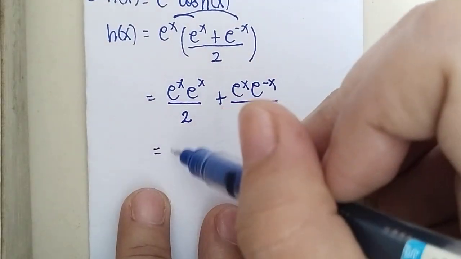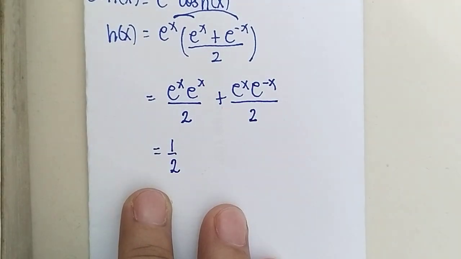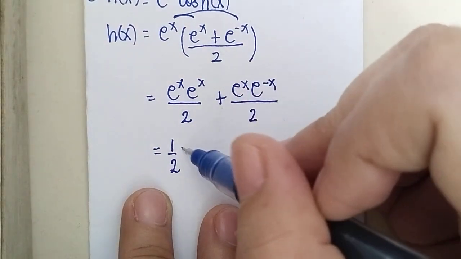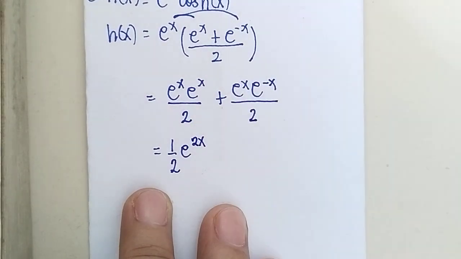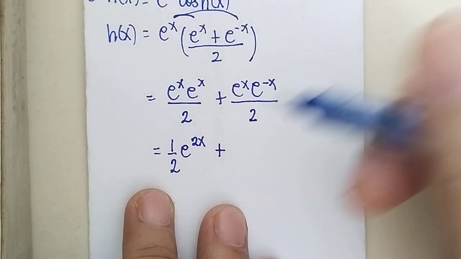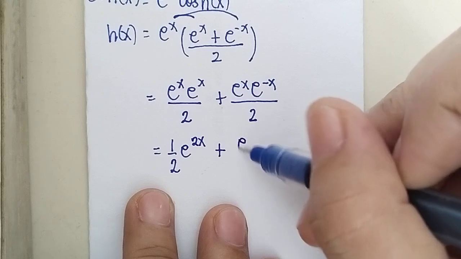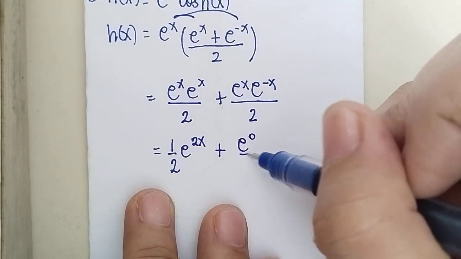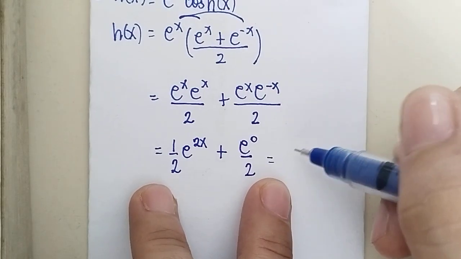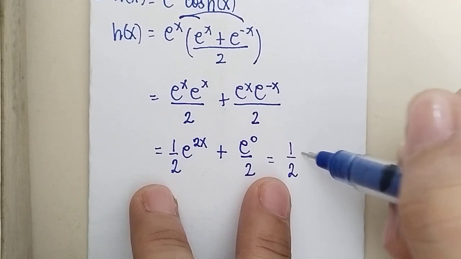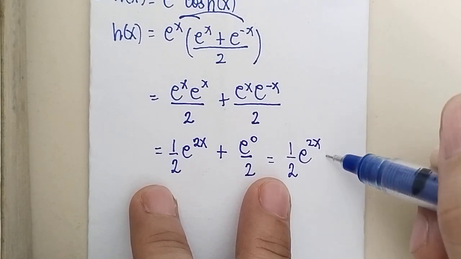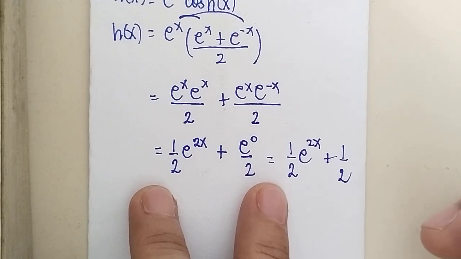Then I can rewrite this as 1/2, bringing out the constant. E raised to x, e raised to x, this will be e raised to 2x plus x, so we have 2x. Then here, this will be e raised to x minus x, which is 0, over 2. So basically, this will be 1/2 e raised to 2x plus we have 1/2.